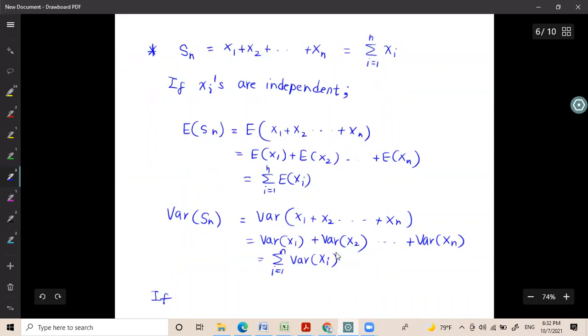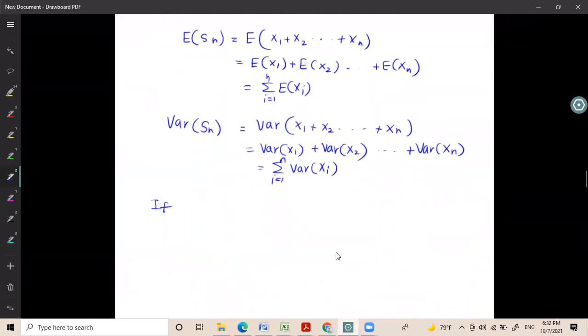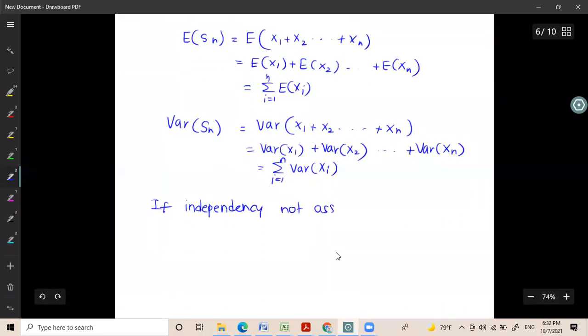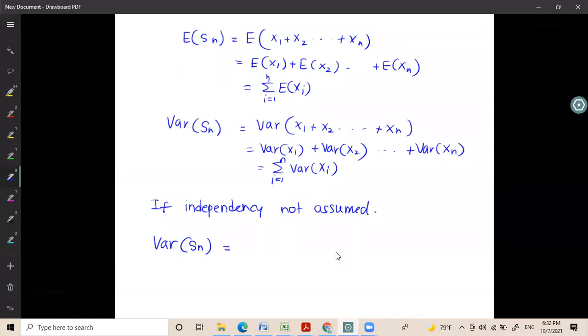In general, we do not know whether they are independent or not. If independence is not assumed, what will happen to this variance? Can you just write the variance of X1 plus the variance of X2 and so on? What will happen to the variance if they are not independent? What is the other term that will come into the equation?